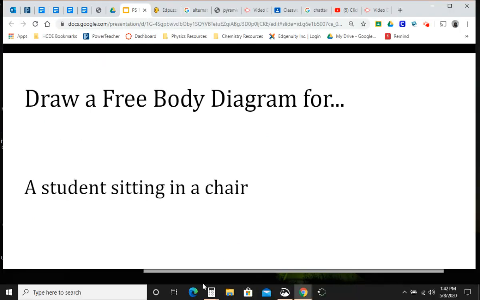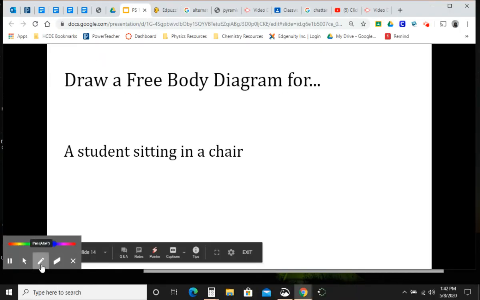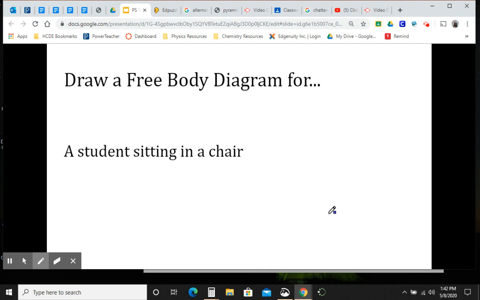I got to close this down to a little bit minimized screen here so I can get my pen. Okay, so student sitting on a chair. First thing everybody wants to do is draw a student sitting on a chair. And you know what? Here's my little guy. There's my chair. If you do this, that's wrong. That is wrong because I didn't follow my own rules, right? My rules were draw a circle or a box to represent your student.